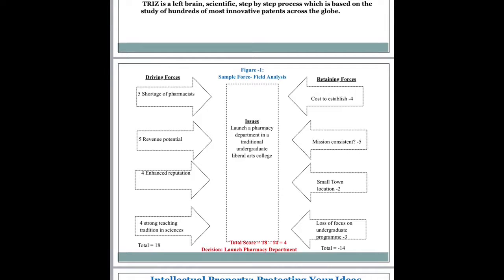When we put both the right-hand side and left-hand side together, the total score becomes 18 minus 14, that is plus 4. So the decision comes out to be: launch pharmacy department.